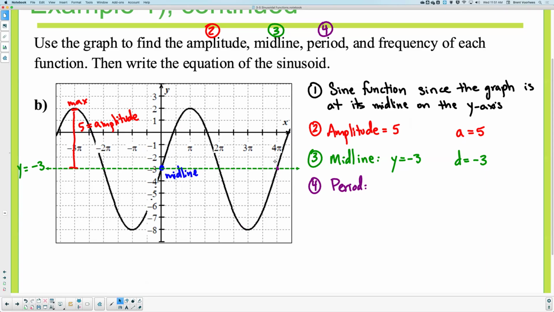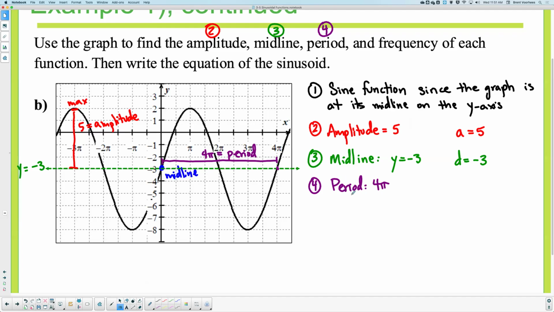How many units apart is it from 0 to 4 pi? 4 pi. That is our period. 4 pi is the period. Let me go ahead and write that down. So our period is 4 pi. Now, for the equation, the period comes from the letter B. The formula for period is 2 pi divided by B.